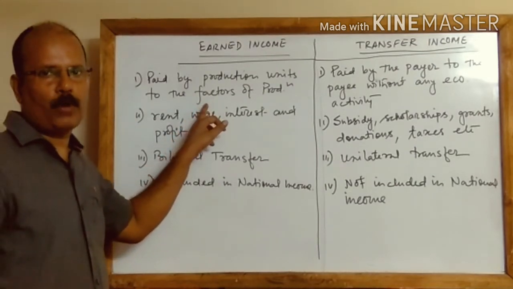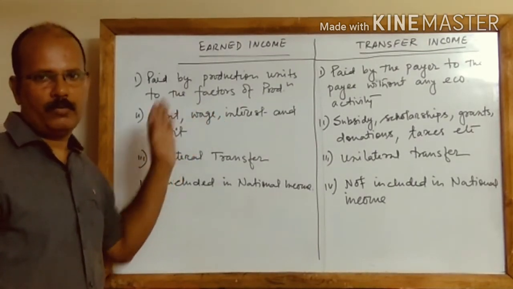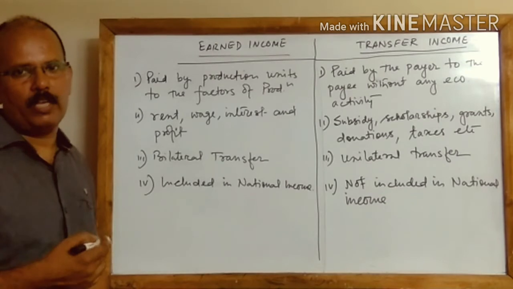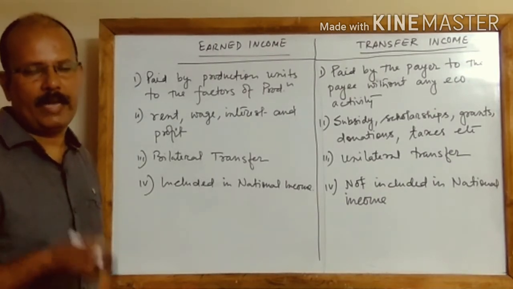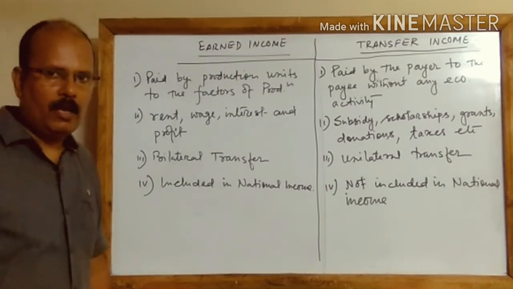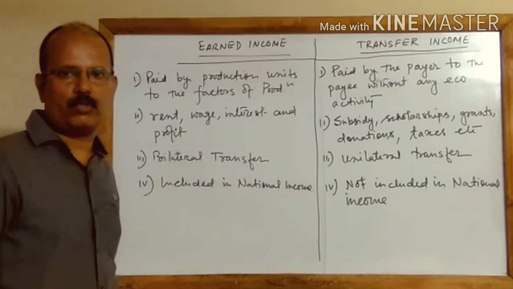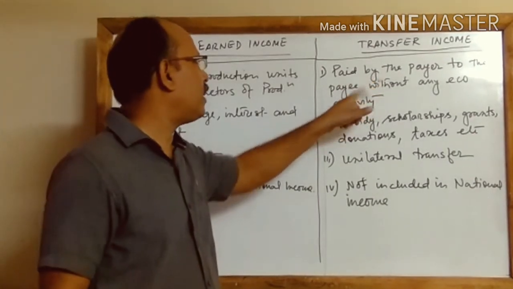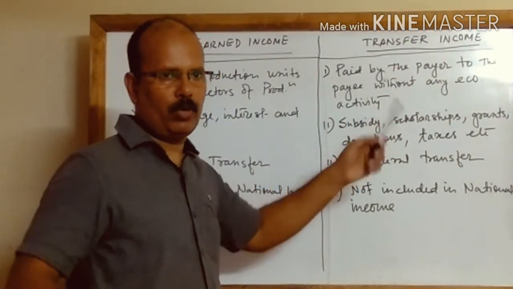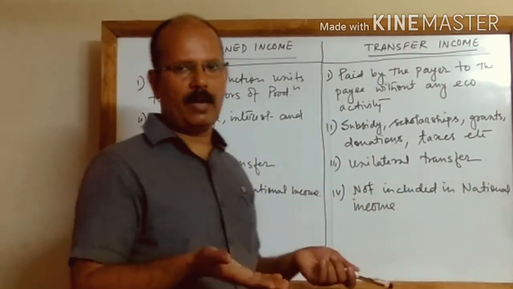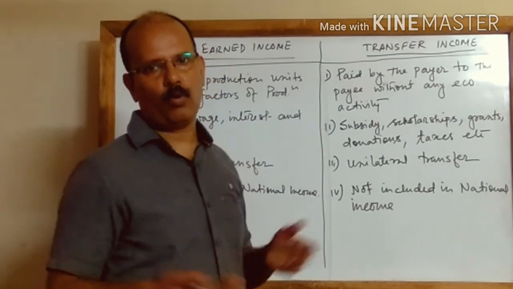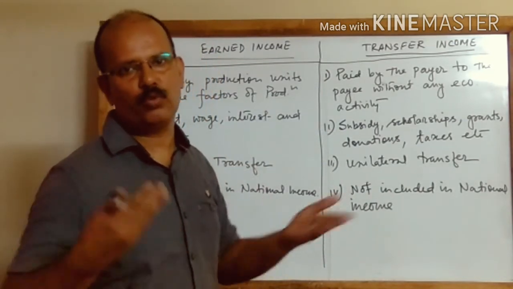It means during the production process, all the factors of production from household are going to the firm and earning income. The household is offering land, labor, capital and entrepreneur to the firms, and in return, all of them are getting factor payment in the form of rent, interest, wage, and profit. Transfer income, on the other hand, is paid by the payer to the payee without any economic activity. That is, the payer is paying the amount to the payee without any economic activity, or whoever is earning that amount of money is earning without doing any economic activity.